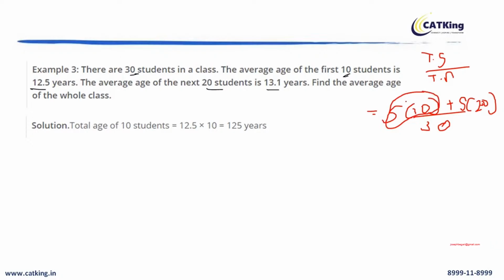Now how did you find out their total? The number of students is 10, and their average is given to you here as 12.5. So 12.5 into the number of students will give you 125. Their sum has come. So what you got here is 125. I hope you guys are understanding what I'm trying to say.